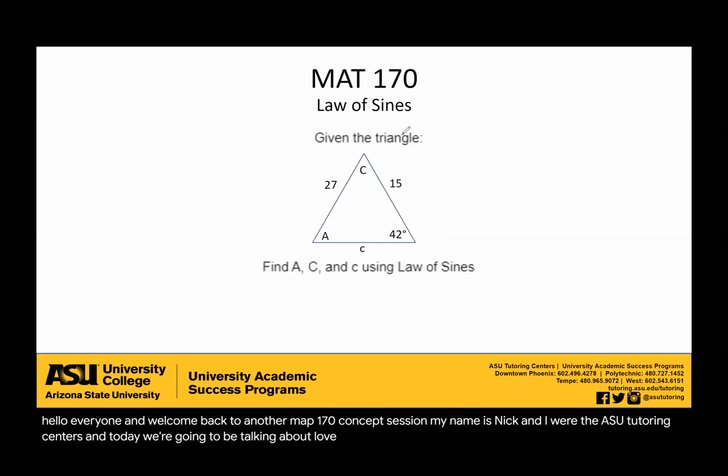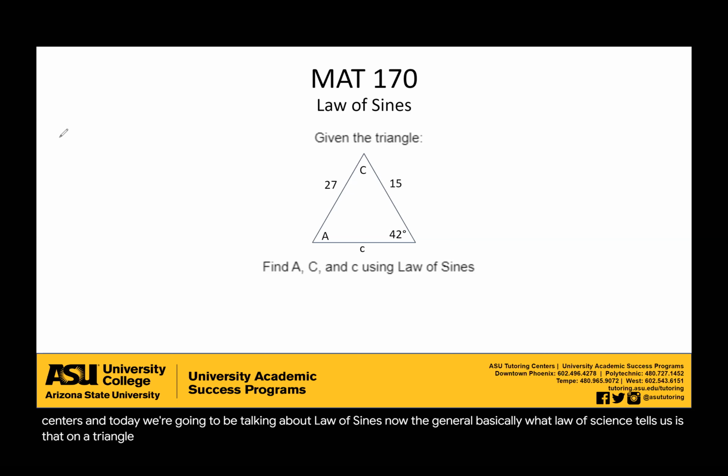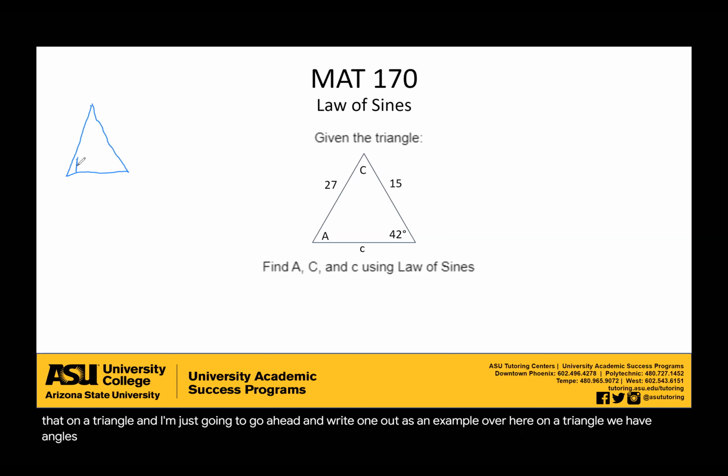Today we're going to be talking about law of sines. What law of sines tells us is that on a triangle, and I'm going to write one out as an example over here, we have angles capital A, capital C, and capital B, and then we also have little sides directly opposite from these angles.